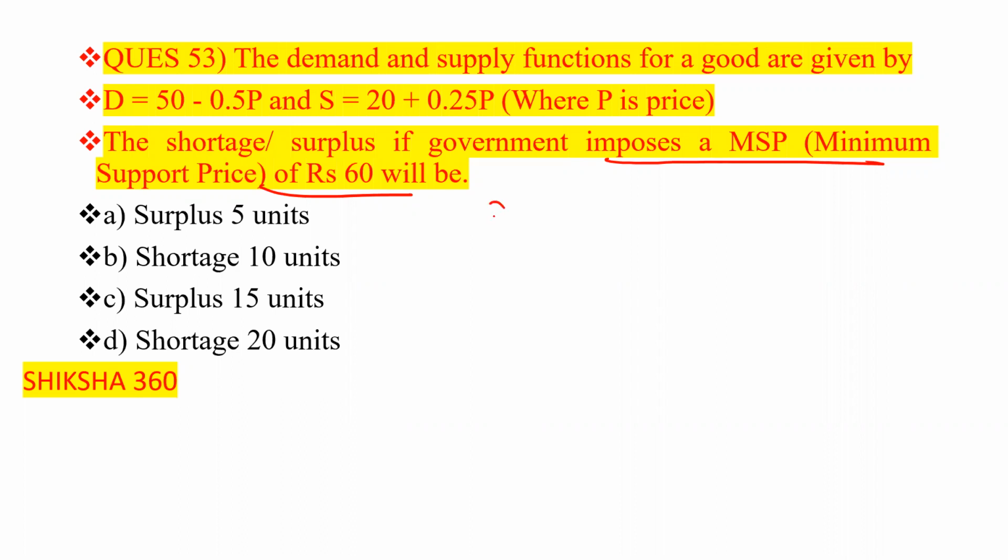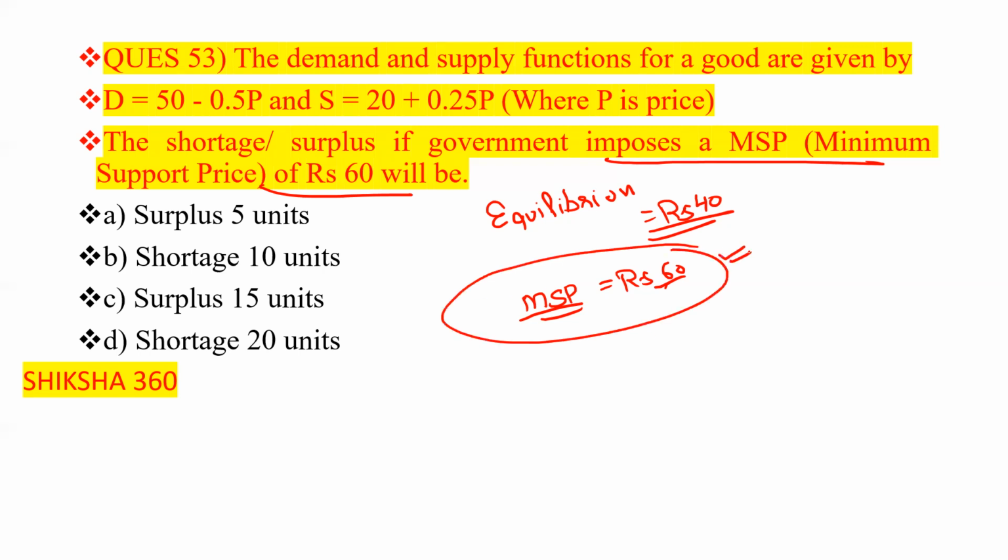We know the equilibrium price. The equilibrium price is equal to rupees 40. So if the price is going to be above that, at rupees 60, let's try to understand what will happen. Here the MSP is equal to rupees 60.